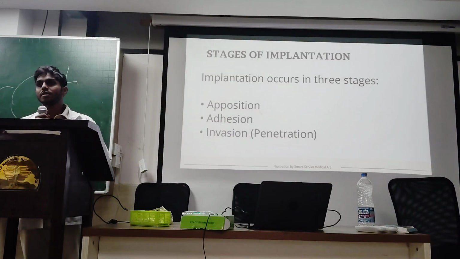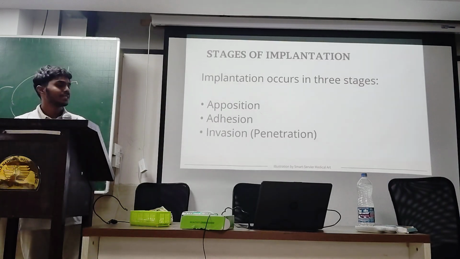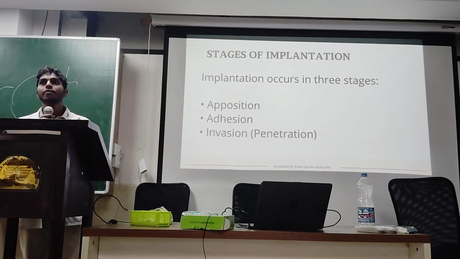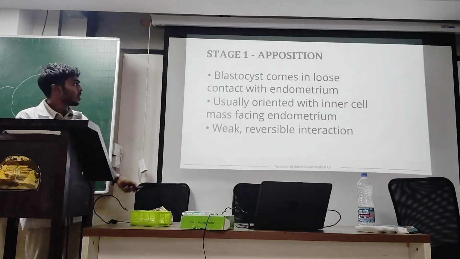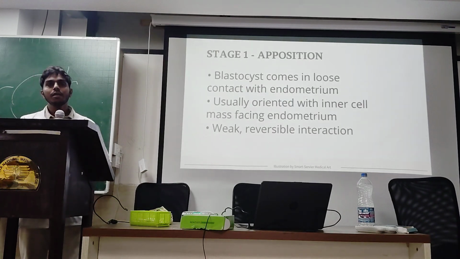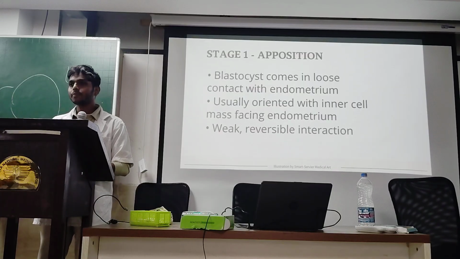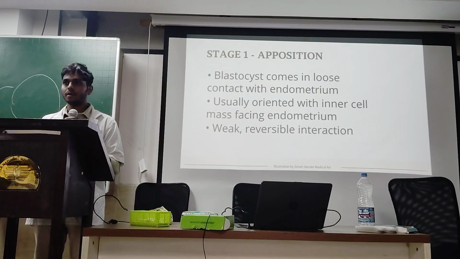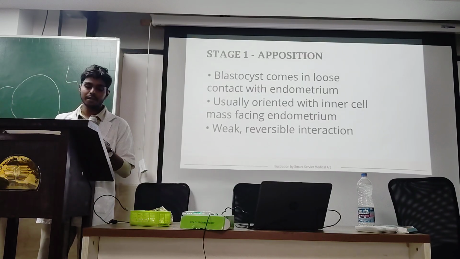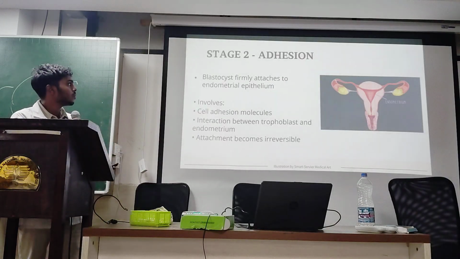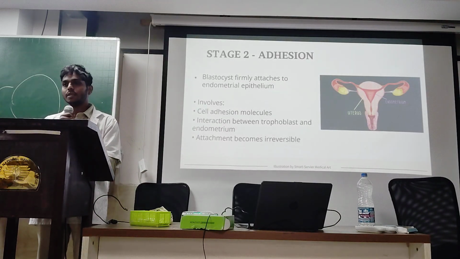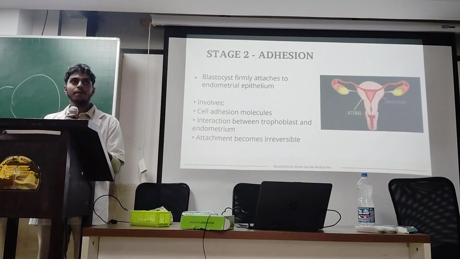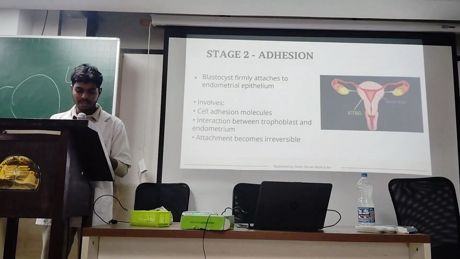Now moving next, the stages of implantation. This includes 3 stages. The very first is apposition, the second is adhesion, and the third one is invasion, which we can also call penetration. Now apposition: the blastocyst comes in close contact with the endometrium lining and it is a reversible attachment. This is also weak. Now moving to the second one, adhesion. There are some cell adhesion molecules which attach the trophoblast layer to the endometrium lining. This is an irreversible attachment.